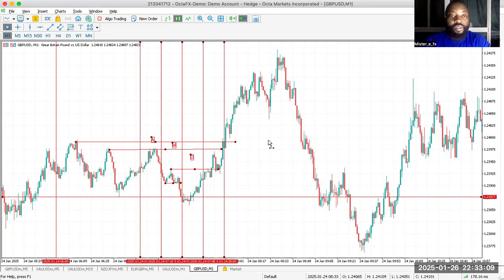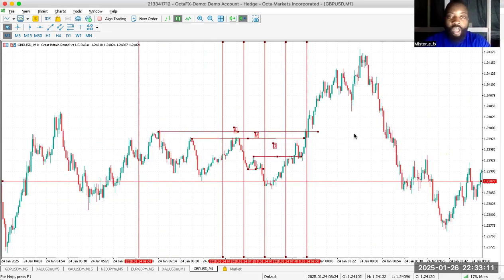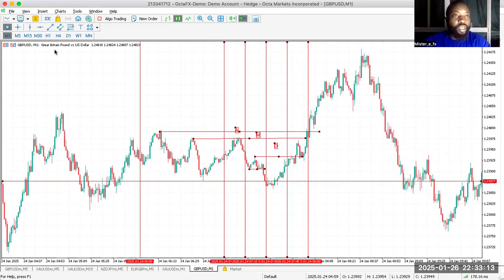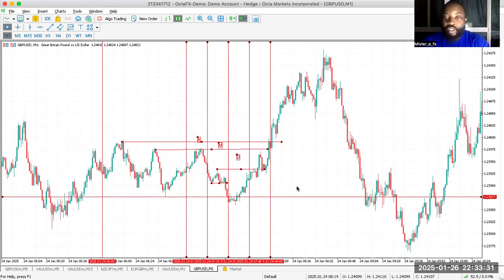So that is one of the very important concepts. It's very important for you before you trade. You need to know what time it is, because sometimes your strategy is very good, but you are trading it at the wrong time. The time that you are using is the wrong time, despite the fact that your strategy is good. All right.